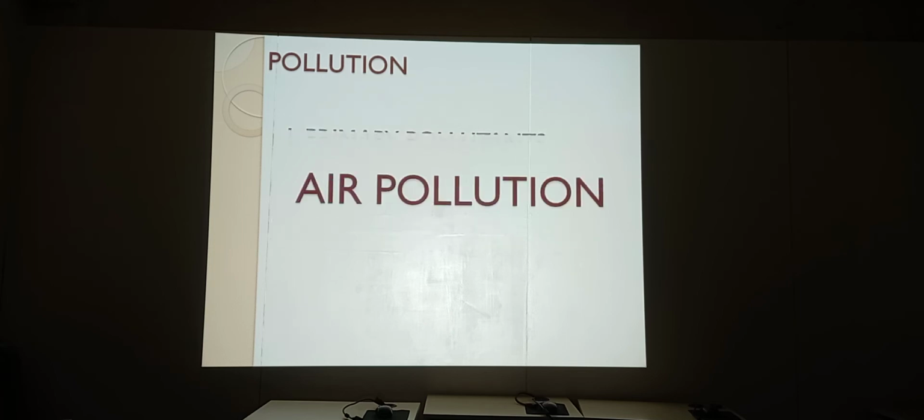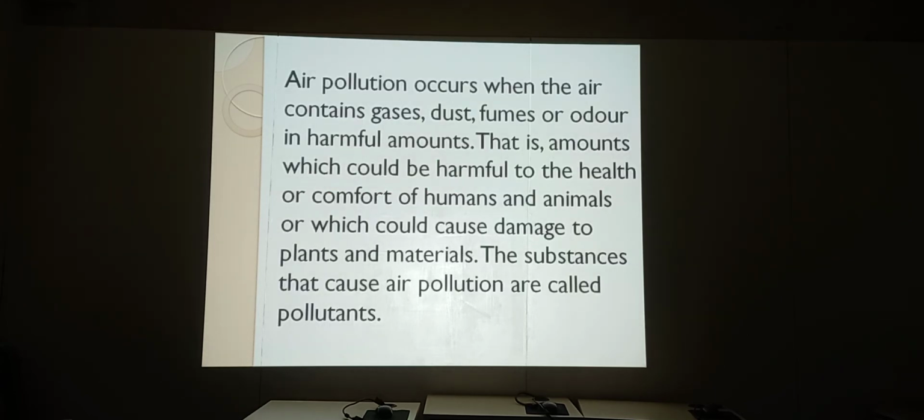Next is air pollution. Air pollution occurs when the air contains gases, dust, fumes or odor in harmful amounts, that is amounts which could be harmful to the health or comfort of humans and animals, or which cause damage to plants and materials. The substances that cause air pollution are called pollutants. So we can say it is the contamination of air by a variety of substances causing health problems and damaging our environment.